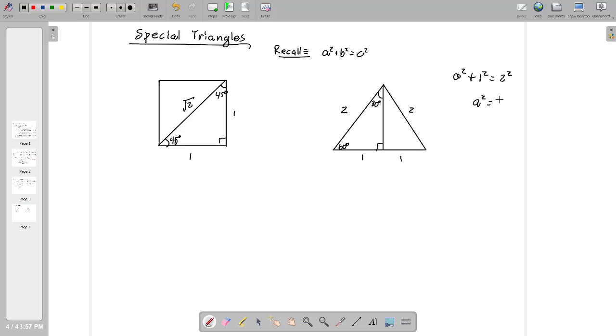So a squared is equal to 3. b squared is 4. And then you subtract 1 over, so you have 4 minus 1 is 3. So a squared is 3, which means a is the square root of 3. Means here we have the square root of 3. Now using the definitions of sine, cosine, and tangent, we can figure out the ratios for each of these angles, 30 degrees, 60 degrees, and 45 degrees.